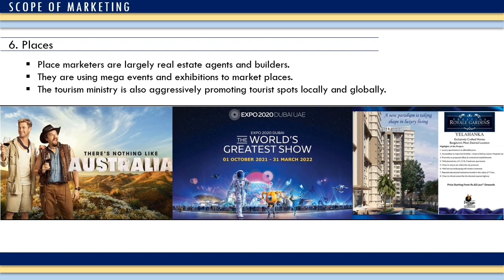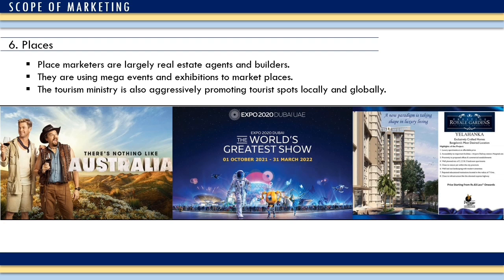So tourism as a product has a lot of potential, and if you apply the right type of marketing efforts, definitely it can generate a huge amount of revenue. It has a lot of potential.